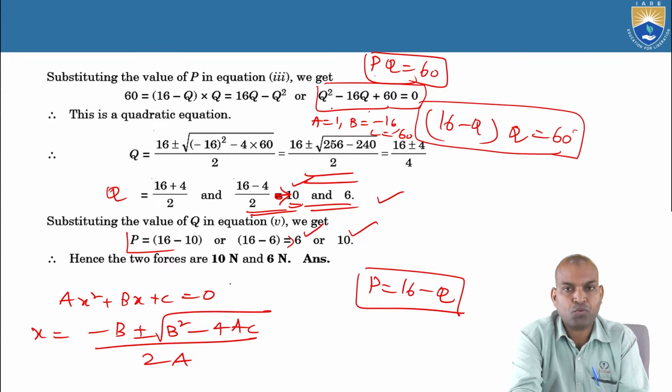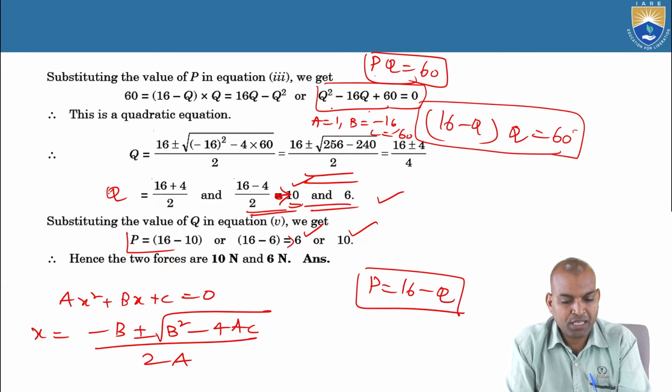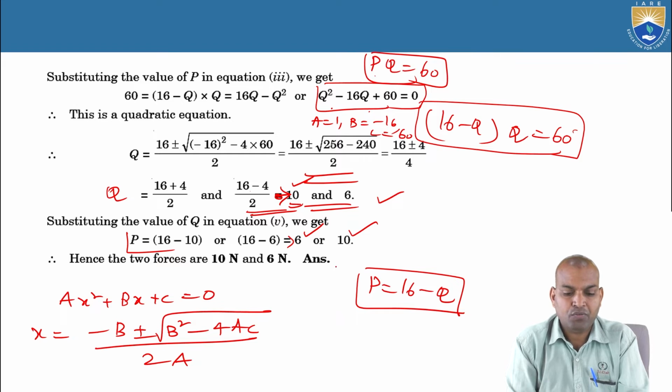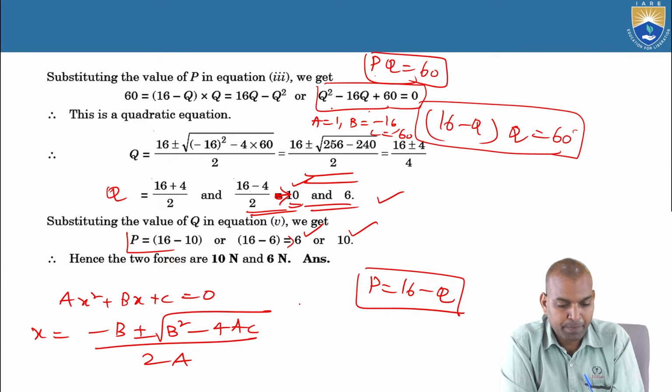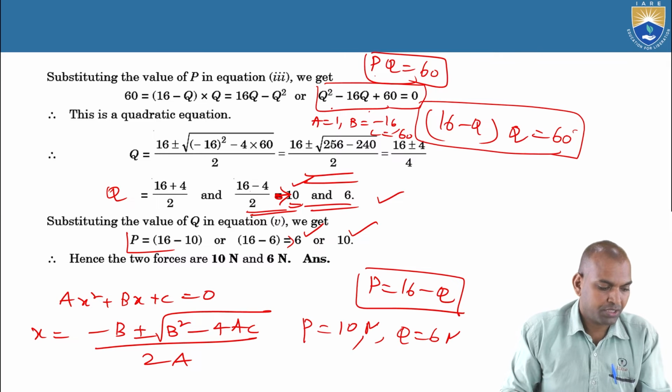So, the forces are what here? Q values are 10 and 6, and P values are 6 and 10. What are the values of P and Q? P is the larger value, that is P equal to 10 newtons and Q equal to 6 newtons.